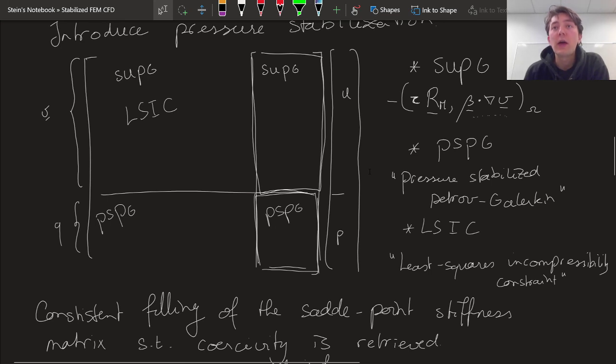Okay, so I think that's it. Now we have all our expressions for all our stabilized methods. We understand where they come from. We understand how they fill our matrix. And the next part of the story is going to be trying to figure out, if we use all these stabilized methods, can we choose our stabilization parameters tau in such a way that we retrieve coercivity of our Stokes, of our Oseen equation, of this discrete set of equations.